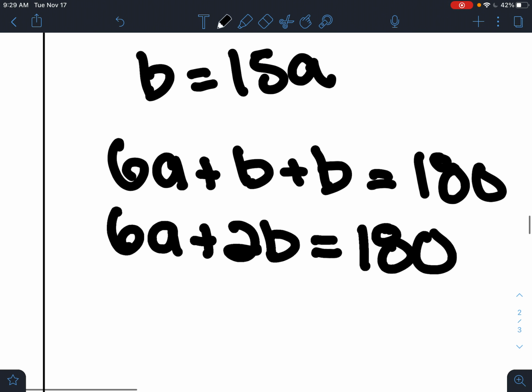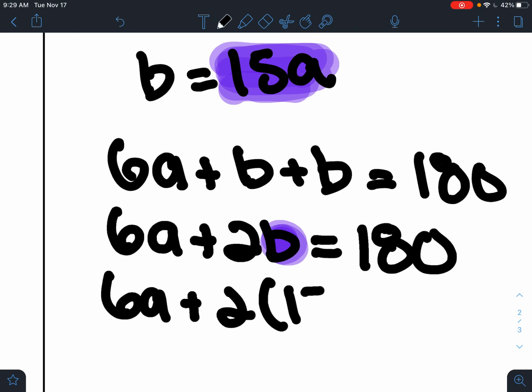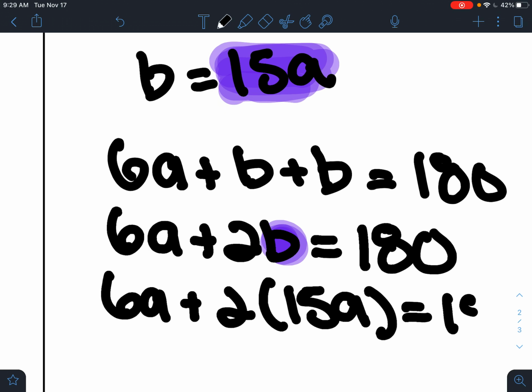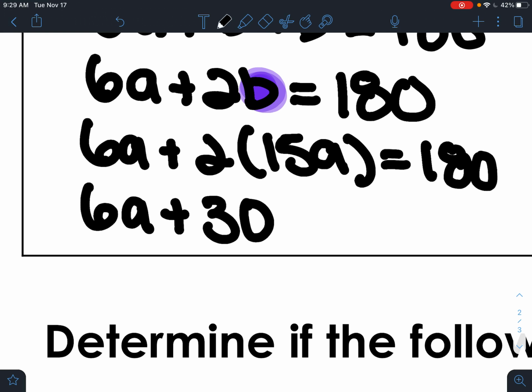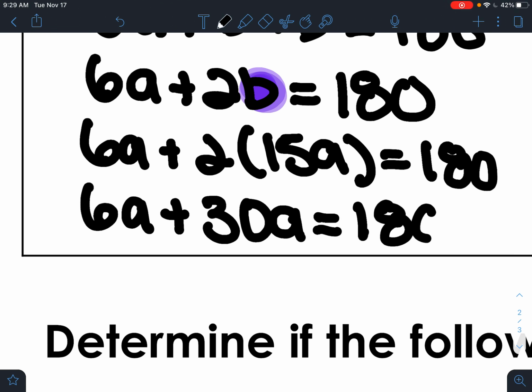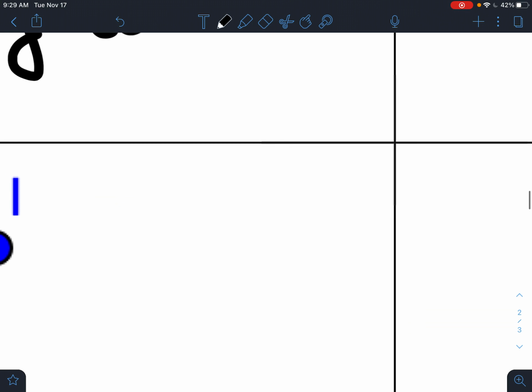And it's not looking very hot, but what I know is that B is equal to 15A. So I'm going to take that 15A and plug it into that B right there. So I'm going to have 6A plus 2 times 15A equals 180. I'm going to get 6A plus 30A equals 180, which gives me 36A equals 180. Which means that if I take that 180 divided by 36, I get 5. So I know A is equal to 5.